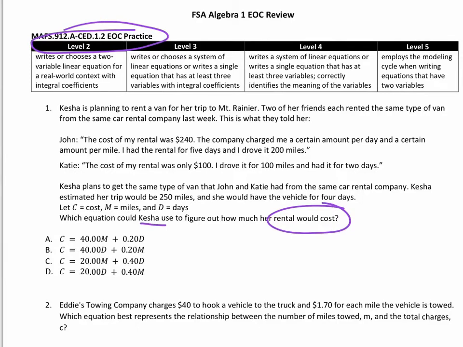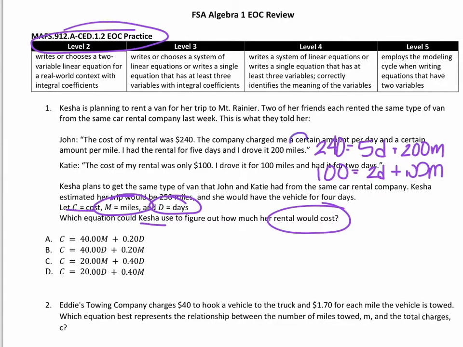So we're going to go ahead and figure out how much they charge per day, which is D, miles, M, and then of course the total cost. All of them have the same. So I start off with the first two equations. I have $240 total, and they drove it for 5 days and 200 miles. Then the second person's rental was $100, and they did it for 2 days, and it's 100 miles. Okay, so now I have a system of equations.